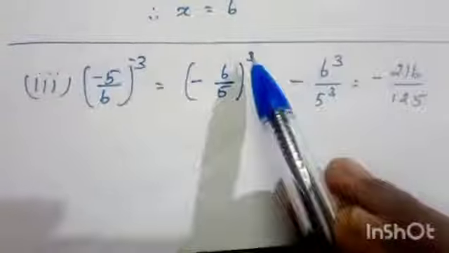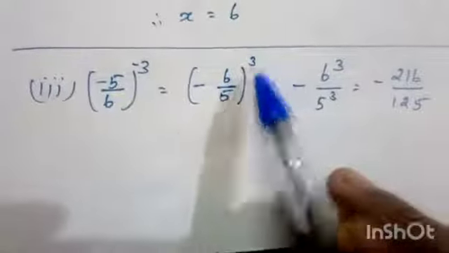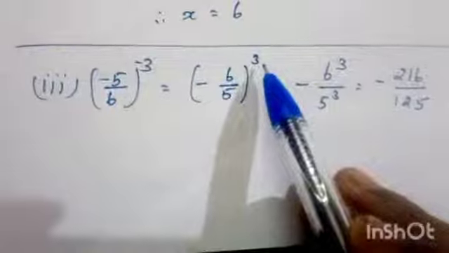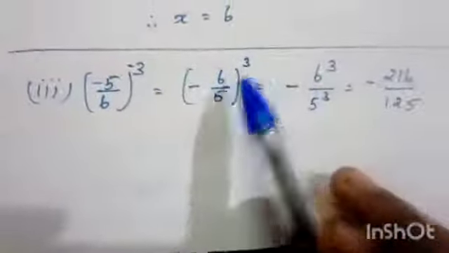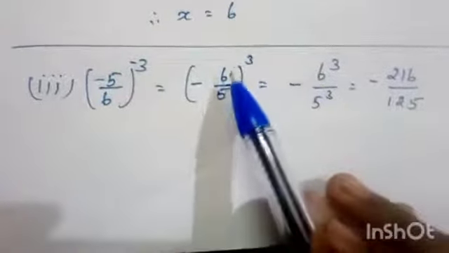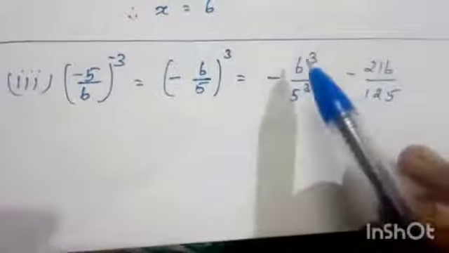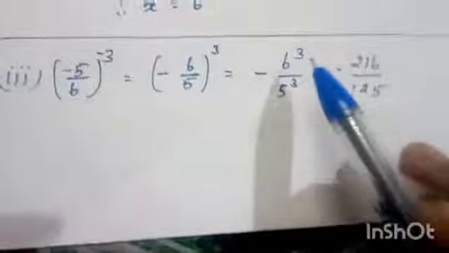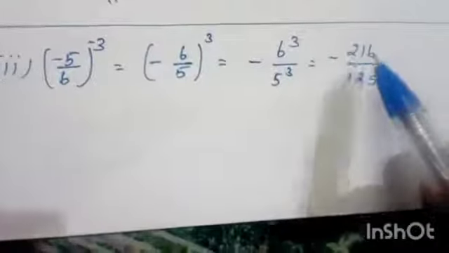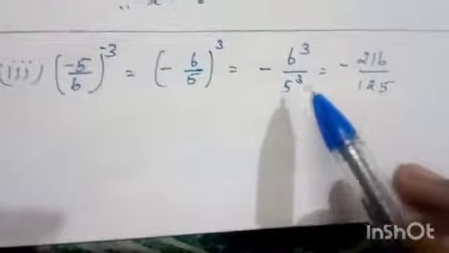So that is equal to minus whole cube. A minus number whole cube, minus into minus into minus, that is minus 6 cube by 5 cube, using a power m by b power m. 6 cube by 5 cube. So 6 cube value is 6 into 6 into 6, that is 216. 5 cube value is 5 into 5 into 5, that is 125.